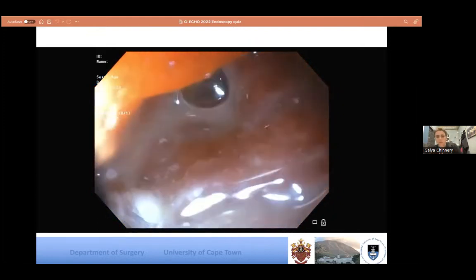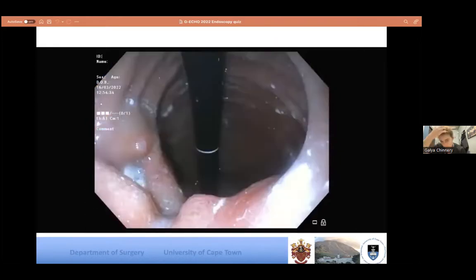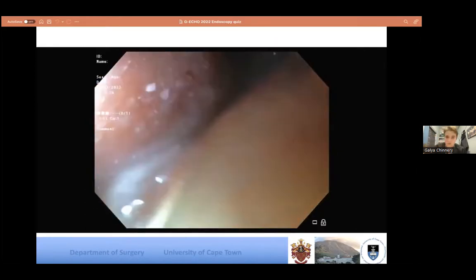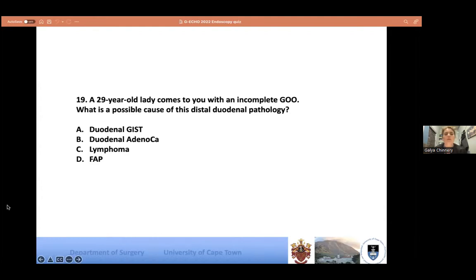Okay, so there's quite obviously the cause for her gastric outlet obstructive symptoms. What do you think this could be? So either a duodenal cyst, an adenocarcinoma of the duodenum, lymphoma, or rather spectacular stage 4 Spigelman FAP. So tell me what you think that might be.